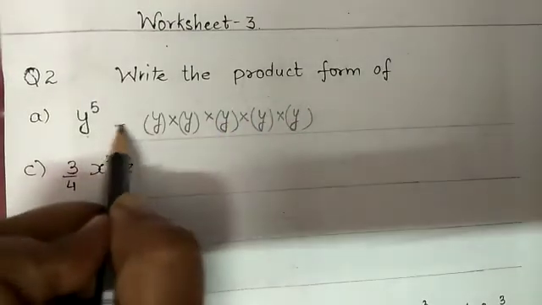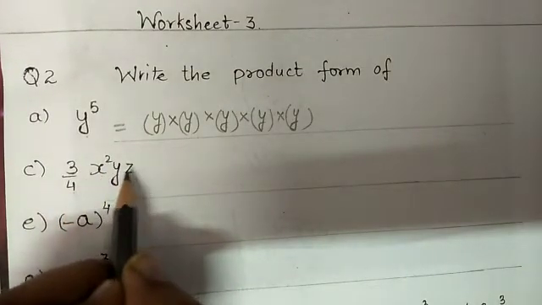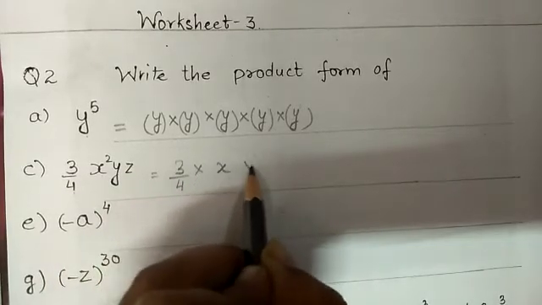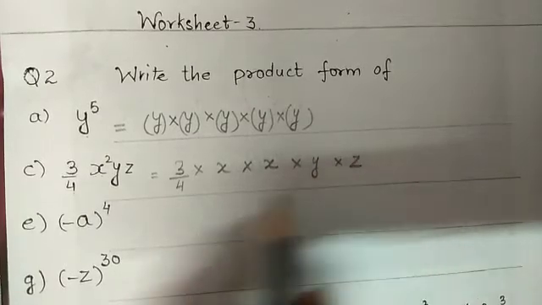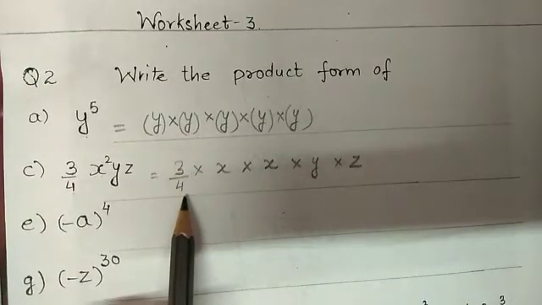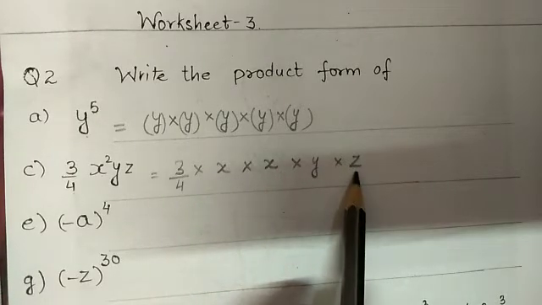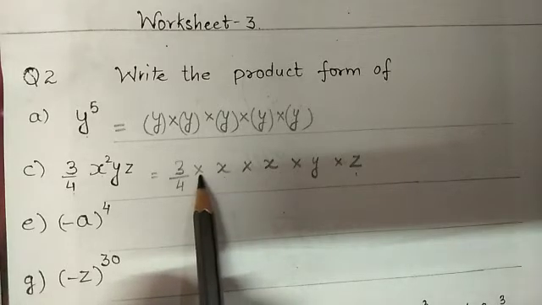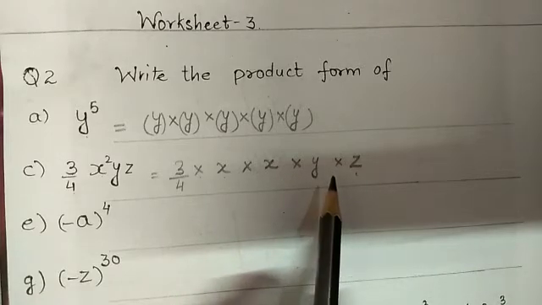Okay. Now C part, 3 by 4 x square y z, that is equal to 3 by 4 multiplied by x, then y, then z. When you do these questions in your notebook, you will write in the same way as I am writing. You can see the difference between the x and the multiplication sign. The same should appear in your notebooks also. Otherwise, you yourself get confused.